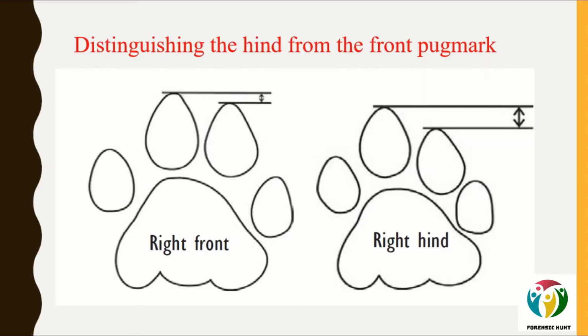One last difference is based upon the gender. If you get to know that the given paw print is of a male, in the case of a male pug mark, the PMB of the front pug is mostly greater than the PML. That is, you can say that the front pug mark used to be broader as compared to the hind one. So that's the case of a male tiger.